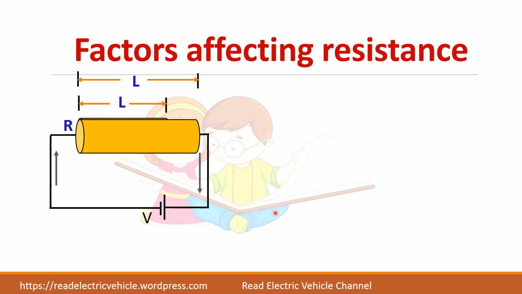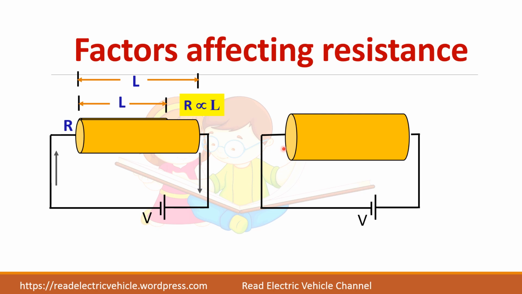For example, if you take a heavy traffic lane, if the length of the traffic is high, you need more time to reach your destination. Similarly here, as the length of the strip increases, the electrons have to travel a long distance and its resistance will increase. So we can say that R, the resistance, is directly proportional to the length of the strip.